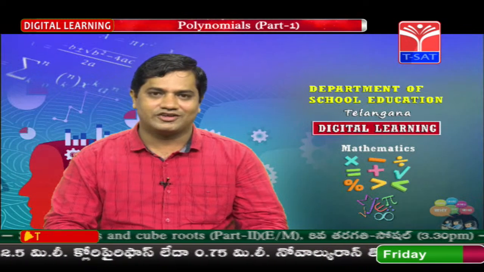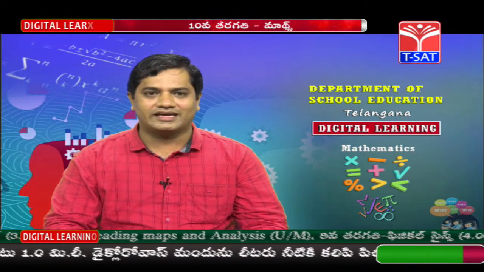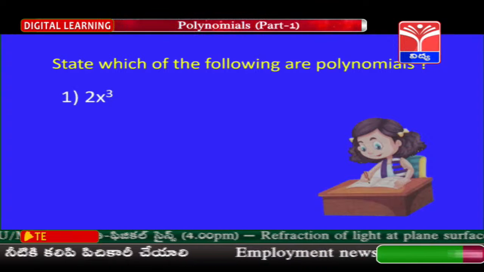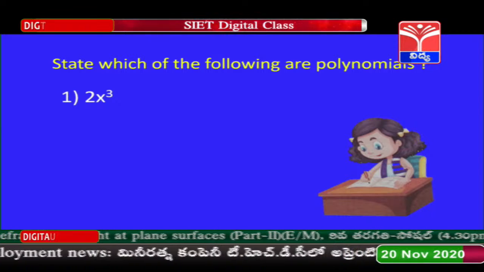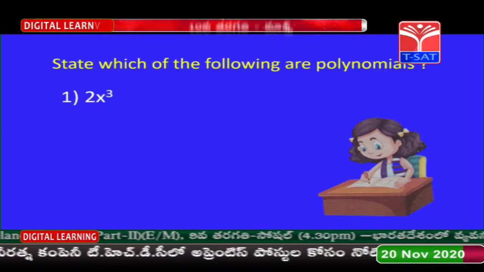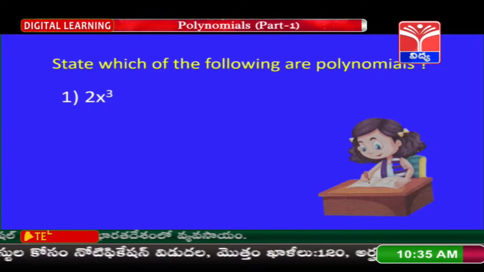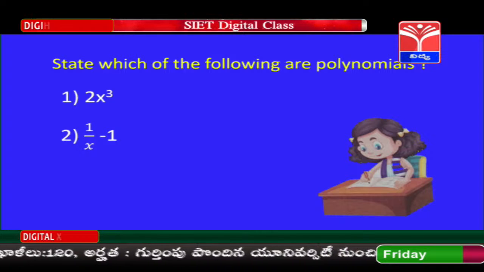I will check your learning ability now. How much have you understood? You check yourself now. Try to say which is a polynomial and which is not a polynomial by observing the exponent of the variable. Okay, 2x cube. Is this a polynomial or not? What is the exponent here? What is the variable here? First of all, try to read this.